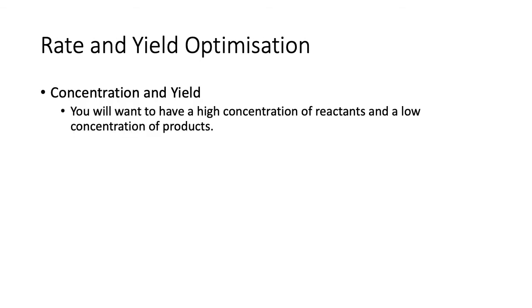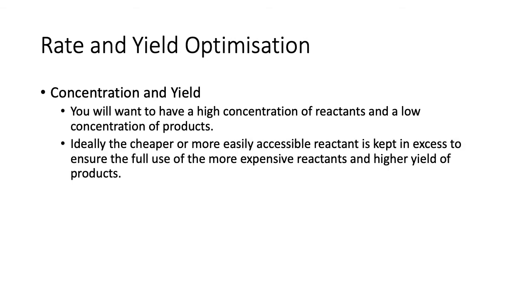Okay, concentration and yield. So you'll want to have a high concentration of reactants and a low concentration of products, okay, to ensure that you have a high amount of yield. Okay. Ideally, the cheaper or more easily accessible reactant is kept in excess.